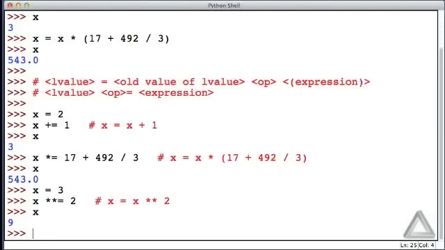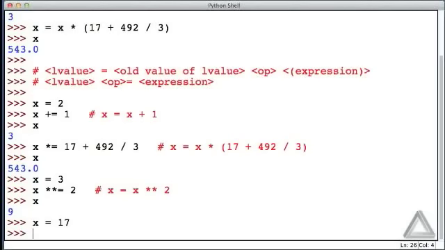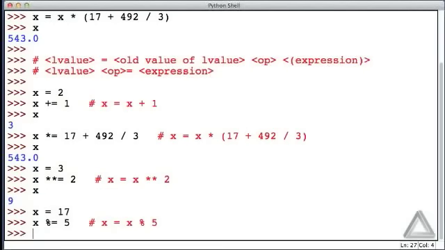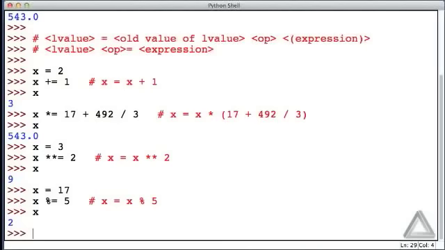And things can look rather strange. We could have maybe x is equal to 17, and then take x modulo 5 and assign that back to x. So the remainder after we divide 5 into 17, which is the current value of x, should give us 2. So this expression is equivalent to x is equal to x, the current value of x, modulo 5. And sure enough, x is equal to 2.